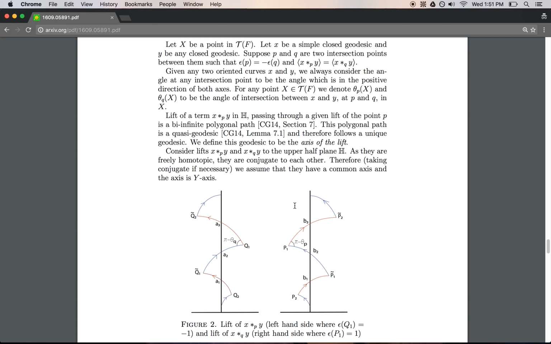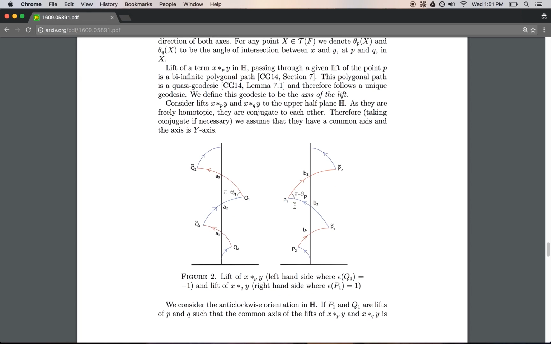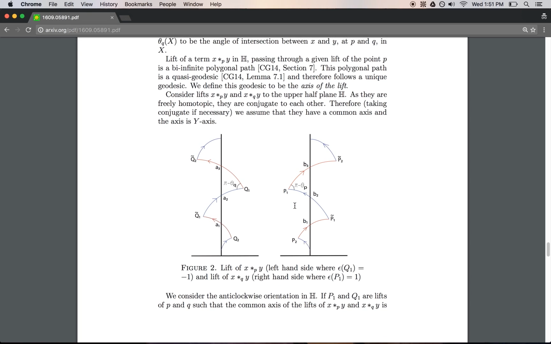Consider lifts of the loop products under P of x and y and the loop products under Q of x and y to the upper half plane, H. As they are freely homotopic, they are conjugate to each other. Therefore, taking conjugate if necessary, we assume that they have a common axis, and the axis is the y-axis. The lift of the loop product x and y, this is figure 2, the left-hand side where epsilon of q of 1 equals negative 1, and the lift of x of q of y on the right-hand side where epsilon of p of 1 equals 1.